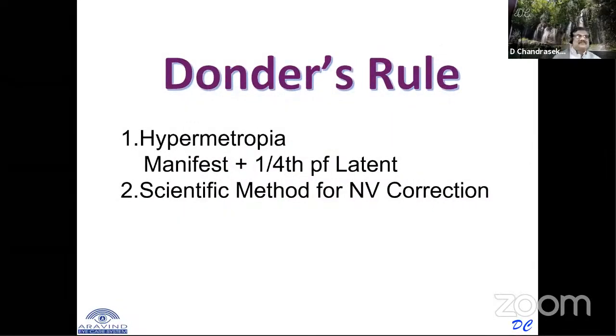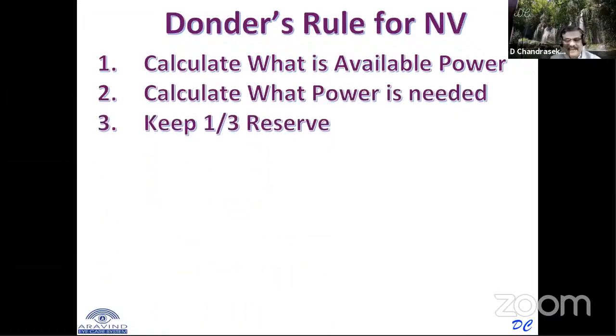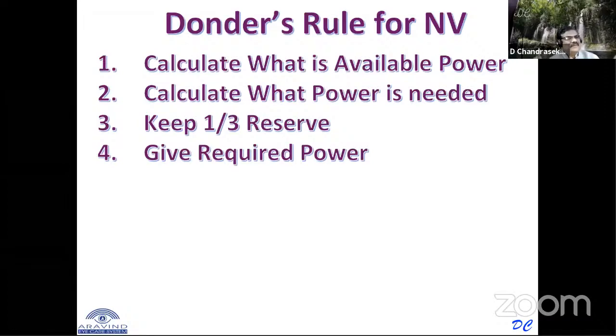So what is this Donders rule I've spoken about? The Donders rule is to calculate for a person who has a different working distance. Based on his working distance, you calculate scientifically the near vision correction. So there are 4 rules to Donders. You have to calculate what is the available power. How do we calculate? You ask the patient to read whatever near vision chart at a distance. You see at what distance he reads. The RF ruler can be used.